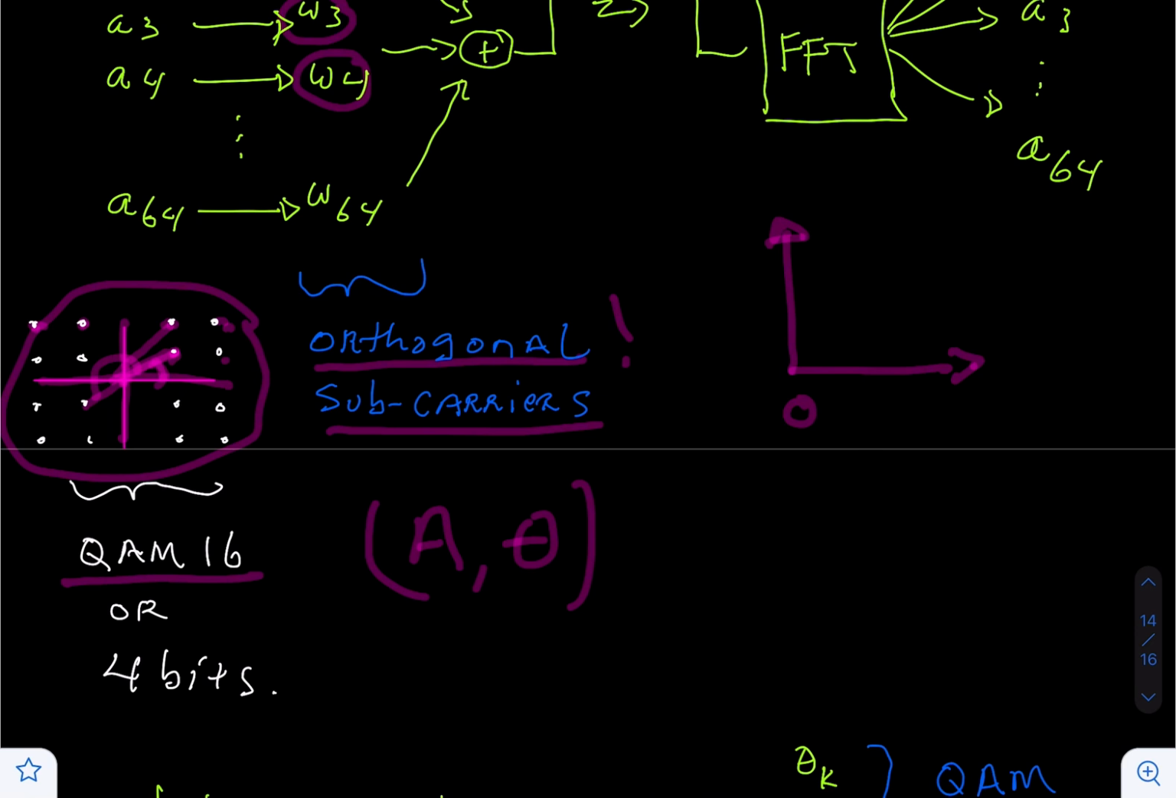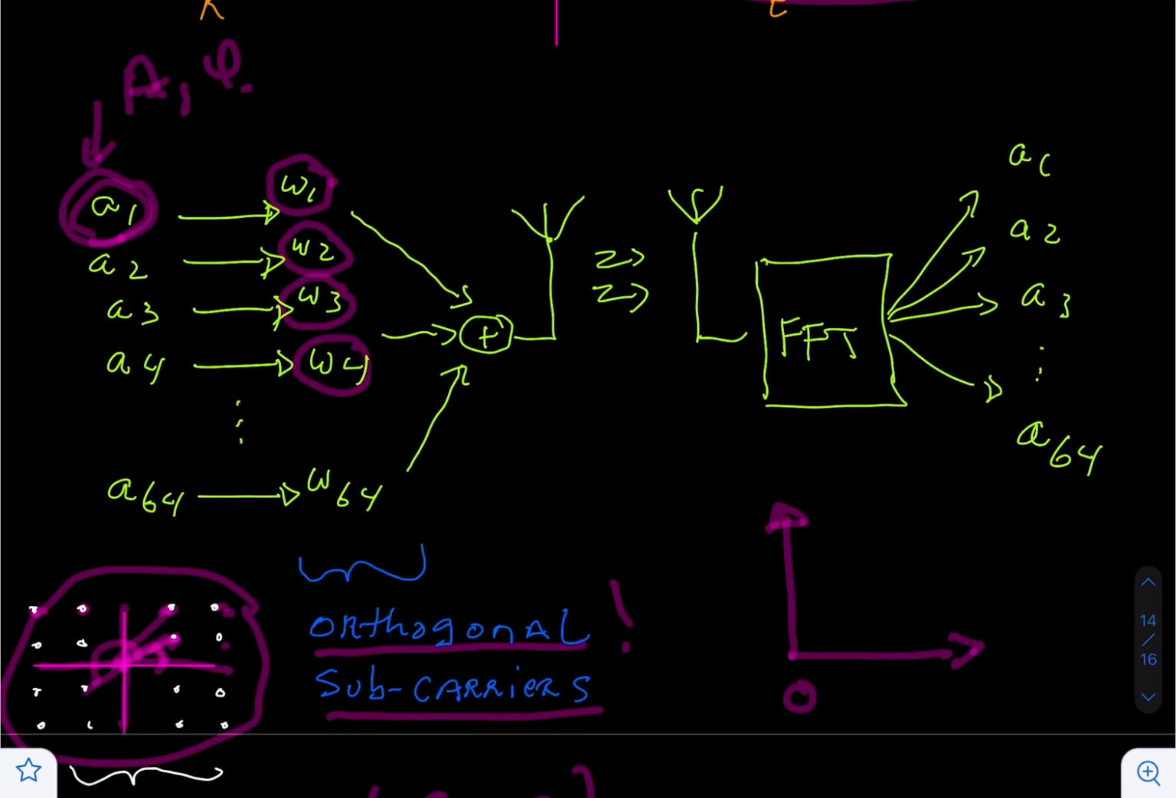And QAM 16 means that, 2 to the 4 is equal to 16, so you can encapsulate 4 bits. So think of this as 0, 0, 0, 0, 0, 0, 0, 1, and so on. And what you end up doing is putting your zeros and ones data, and then you give each one of them a certain angle and magnitude, and you multiply this by the subcarrier, and you add them all up right there. And that's what you transmit over the air.